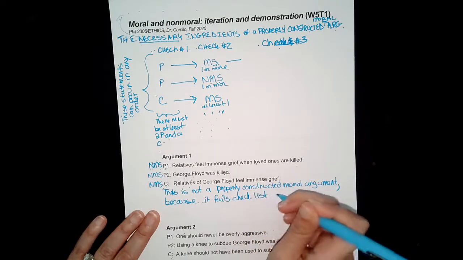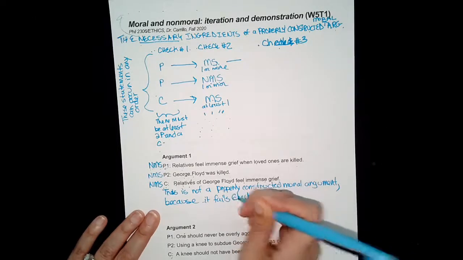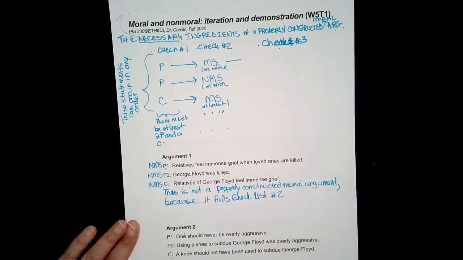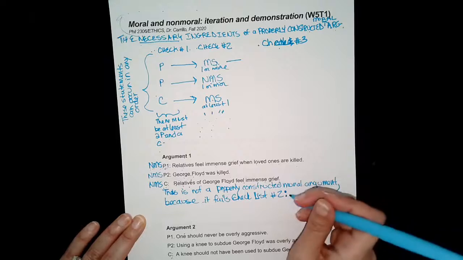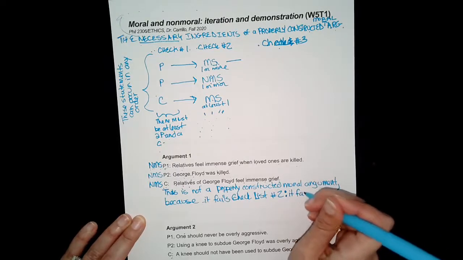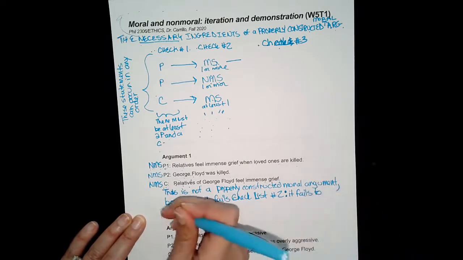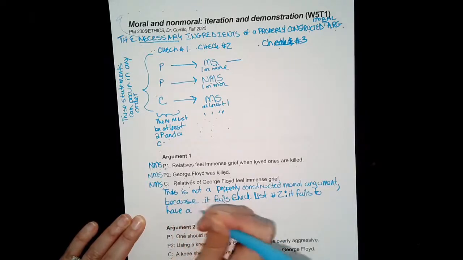That's too general. If you give me this answer, you're going to lose points for precision. I need you to go into more detail. You could do a colon. You can say it fails to have a moral premise.